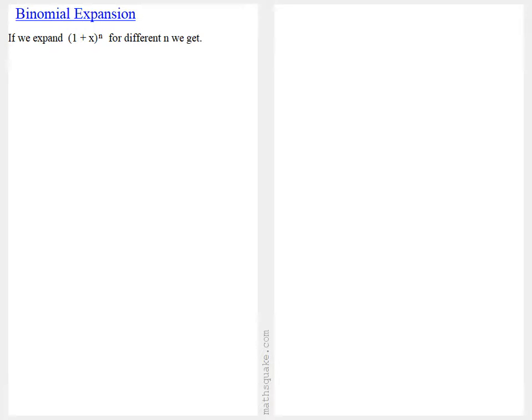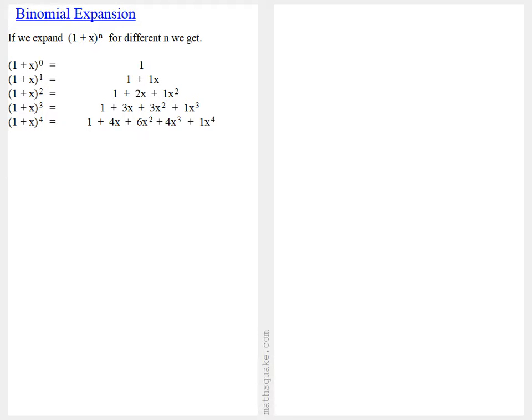1 plus x to the power 0 is just 1, because anything to the power 0 is 1. 1 plus x to the power 1 is just 1 plus 1x. 1 plus x all squared is equal to 1 plus 2x plus 1x squared. 1 plus x cubed is 1 plus 3x plus 3x squared plus 1x cubed. 1 plus x to the fourth is 1 plus 4x plus 6x squared plus 4x cubed plus 1x to the fourth.